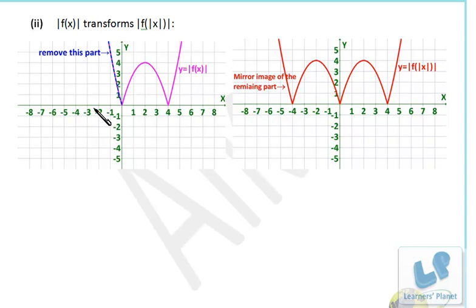So you can see over here, we have deleted this part and we have taken the mirror image of this part. So this part is as it is and the mirror image of this part. So this is the conversion of f(x) to modulus of f(mod x), right? Initially you deleted the part that is below the x-axis, then you deleted the part that is left hand side of the y-axis, and finally you are getting this graph, right?